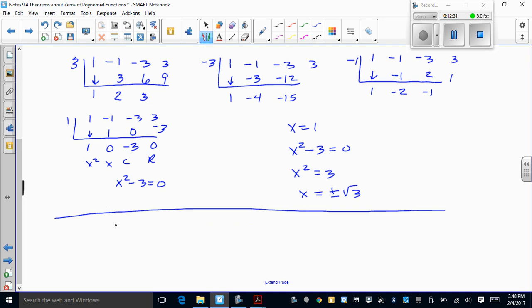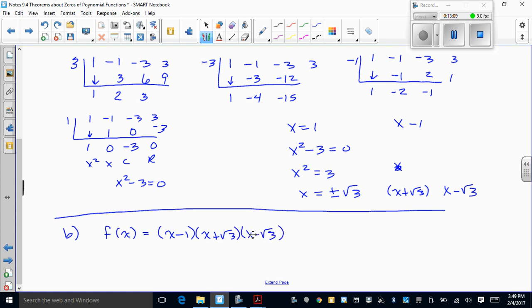So this is going to give us x minus 1, and this one is going to give me x plus radical 3 and x minus radical 3. So part B, f of x equals x minus 1 times x plus radical 3 times x minus radical 3.